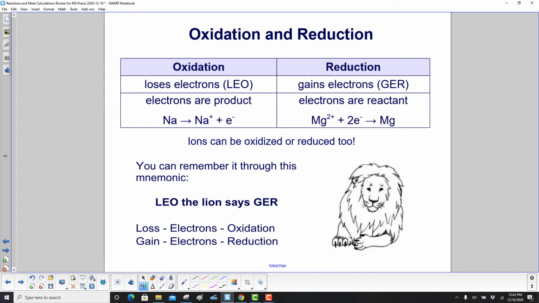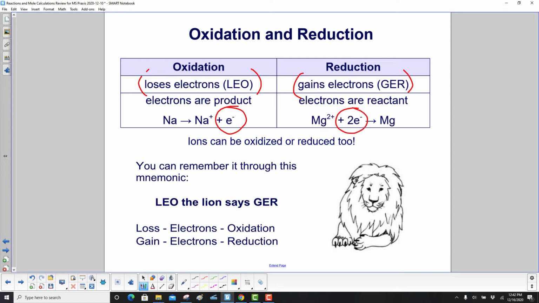Here's a little table and mnemonic to help you remember it. Oxidation loses electrons, so that's LEO: loses electrons, oxidation. Reduction, you gain electrons. The electrons are the product for oxidation, and they're the reactant for reduction.